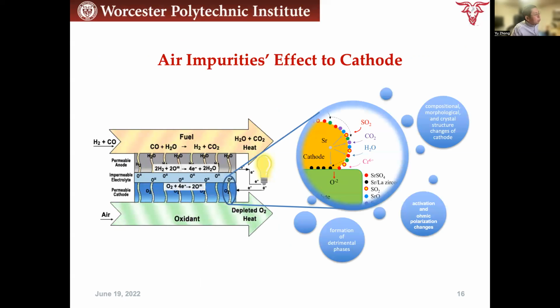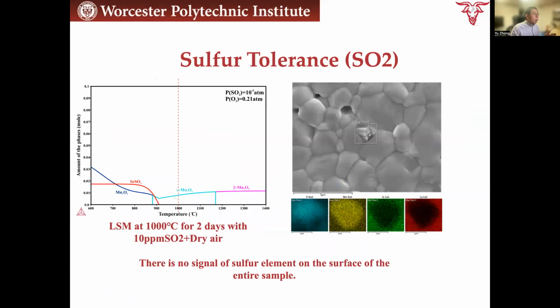Okay, so the last one I want to talk about is the impurities in the air. These air impurities will also affect what is happening, like SO2, CO2, water vapor, chromium 6, all those things. As you can tell, all of these have a bad effect on the cathode material, and they may also have a synergetic effect, so you have multiple impurities. It is very, very complicated. What we did is investigate all of these, but today I want to just show some simple cases.